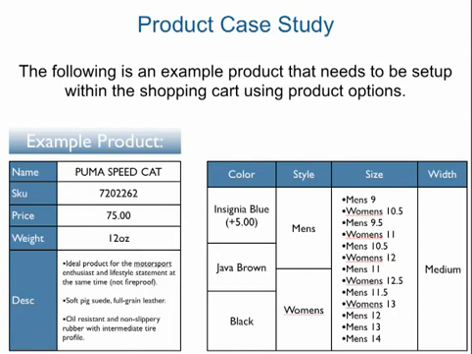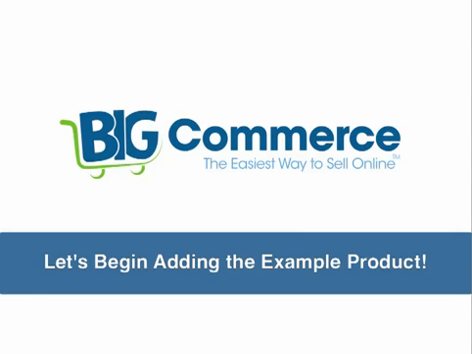Today we'll be looking at a product case study. It's an example product that needs to be set up within the BigCommerce shopping cart using product options. Here you're going to see the name of the product. It's a Puma Speed Cat. For any of those that want to know what that is, it's actually a shoe. It has a SKU, price, weight, and product description that we'll be using. And the different product options that we need to set up are color, style, size, and width.